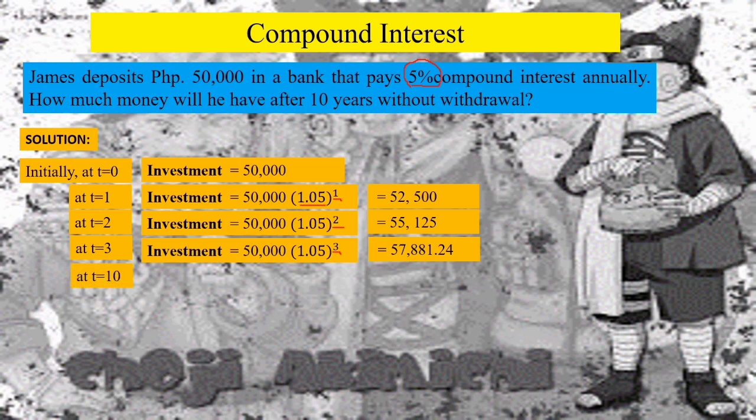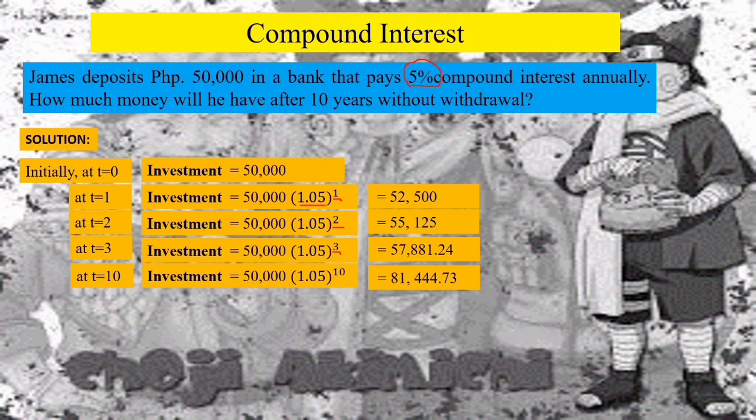How about at T is equal to 10 years? So, ang tinatanong kasi dito, how much money will he have after 10 years without withdrawal? So, magkano yung pera mo? So, ayan, investment is equal to 50,000 times 1.05 raised to the power of 10. So, magkano? So, that is equal to 81,444.73. So, kung makikita mo, yung investment mo is 50,000. After 10 years, meron ka ng 81,444.73. So, hindi na doble yung pera mo.